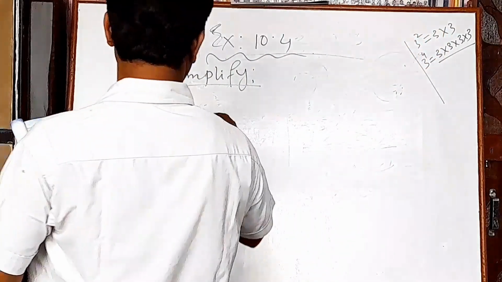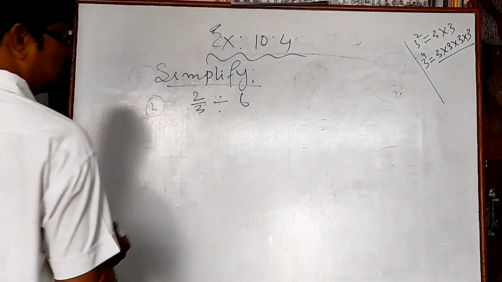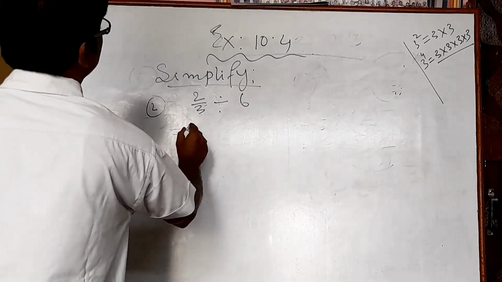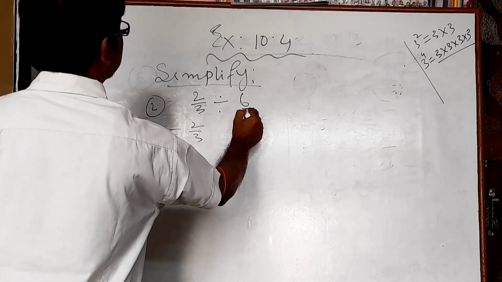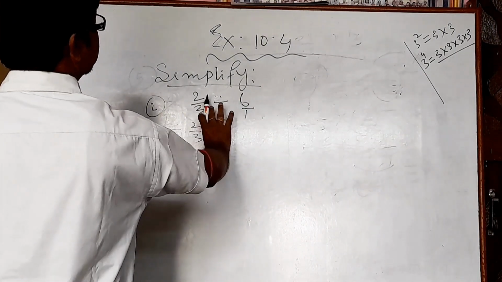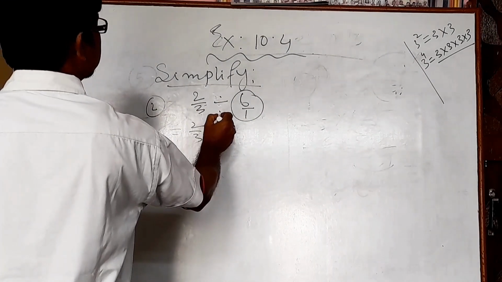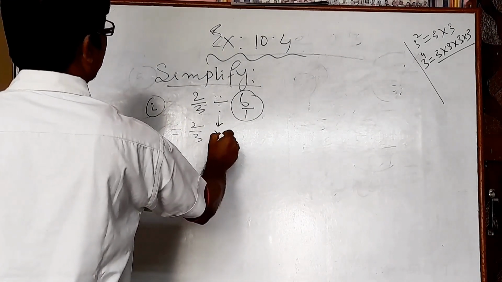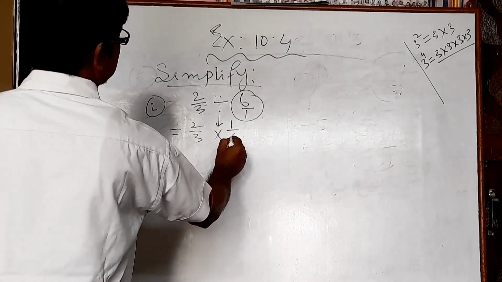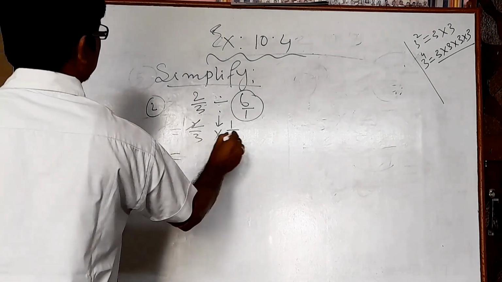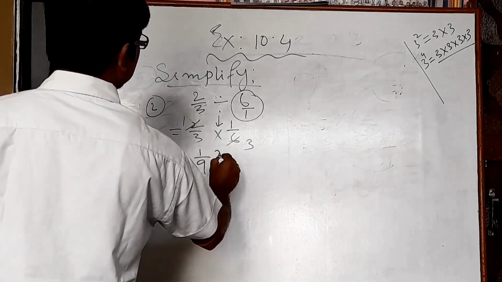Here, question number 1. The question is 2/3 divided by 6. How to divide? Try to understand this. 6 can be written as 6/1. When there is a fraction to the right side, this fraction will be inverted and this division sign will be converted into a multiply sign. Here it was 6/1, it will be 1/6. Now 2 ones are 2, 2 threes are 6, it will be 1/9. Very simple.